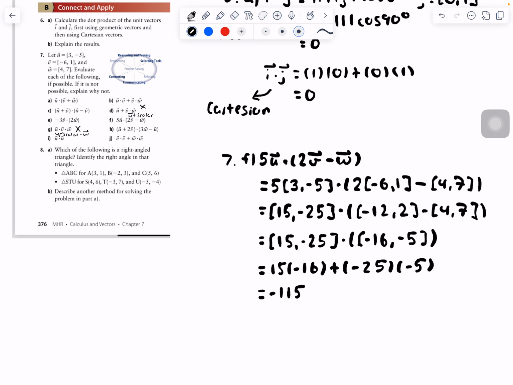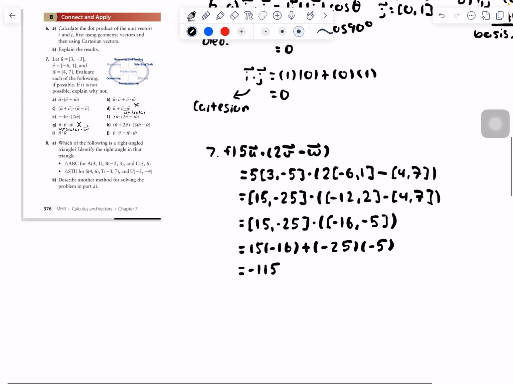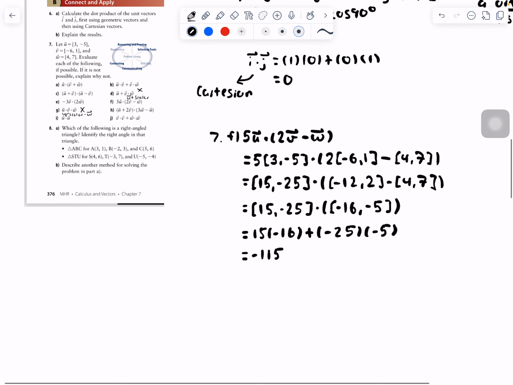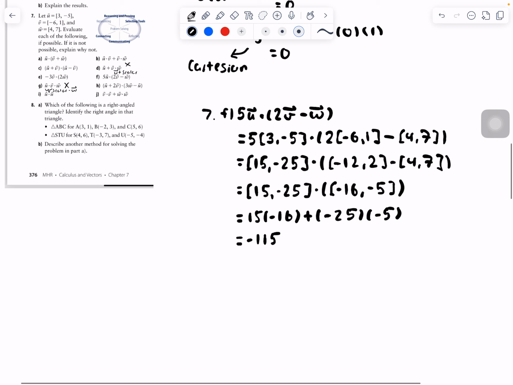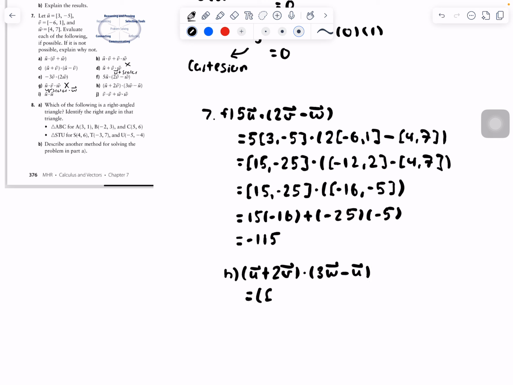that's F done. Let's do H as well. Let's do H and J. So we have u plus 2v dot 3w minus u. So then u is the vector 3, negative 5 plus 2 times negative 6, 1.